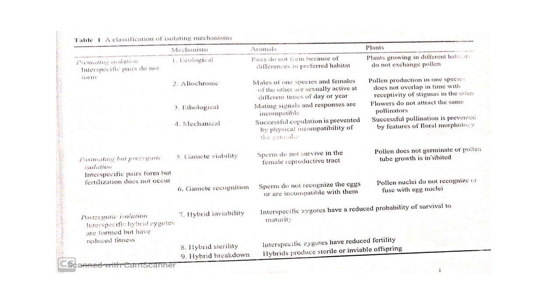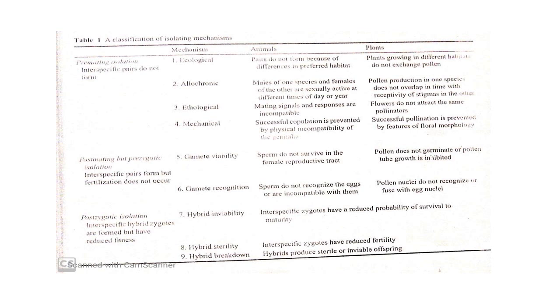There are examples in frog species where certain species were active in April and other species were active in October, due to which there was a reproductive isolation. Pollen production in one species does not overlap in time with the receptivity of stigmas in the other.